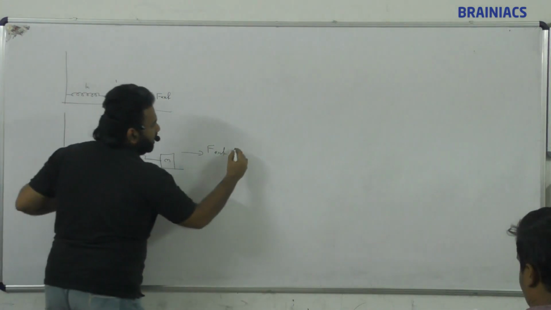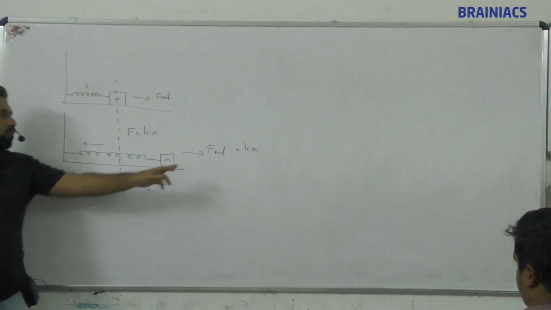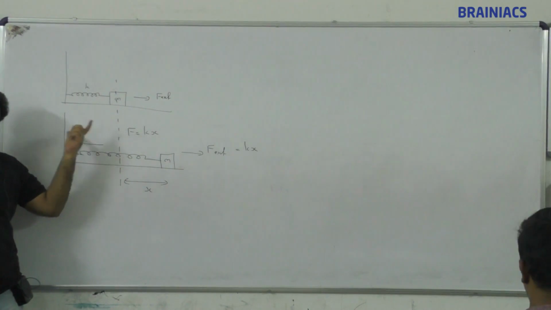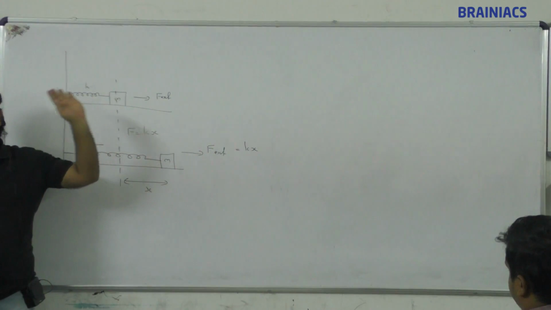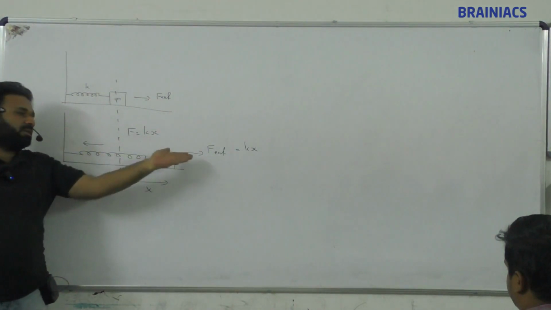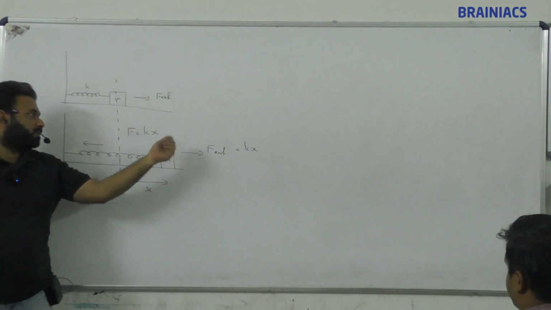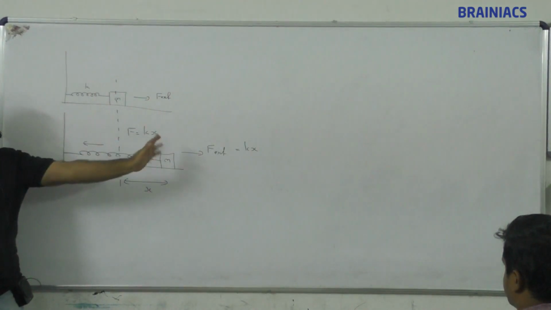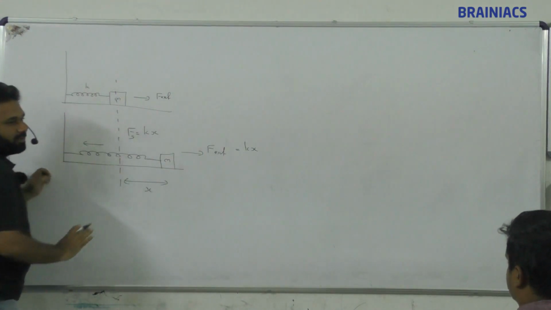The same force will be acting in which direction? Whatever force he is applying, that much will be the spring force. Because of that, F is equal to Kx and F external is equal to Kx. So this is the direction of displacement x, and this is the direction of F external. And that is the F spring.